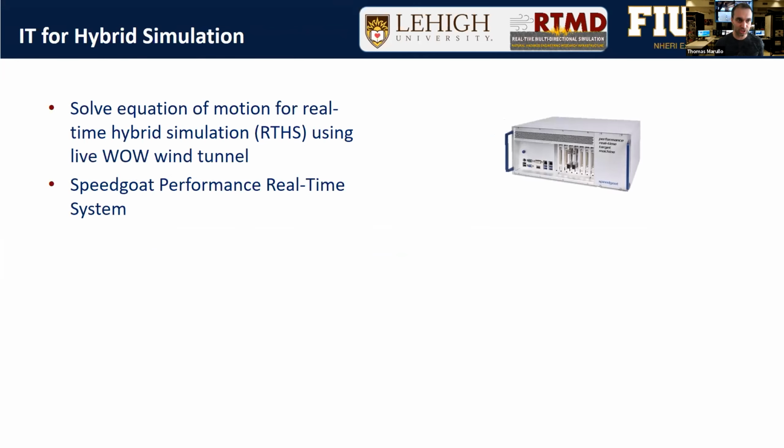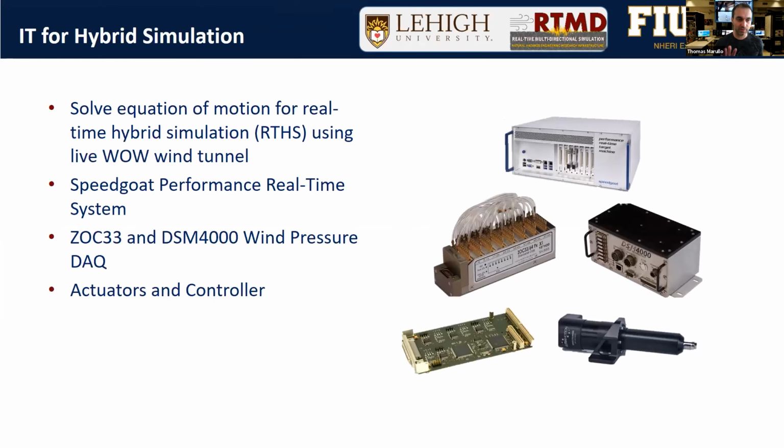And so what's our next challenge for the IT? What equipment do we need? You have the scanner valve system with the ZOC 33 and DSM devices. Those devices are what acquire the pressure tap data and condition it, so we need to interface with those. And then we have to introduce some actuation using some sort of controllers. So these are the hardware components that we have to interact with and interface with.